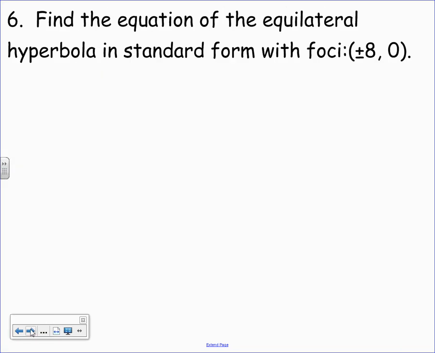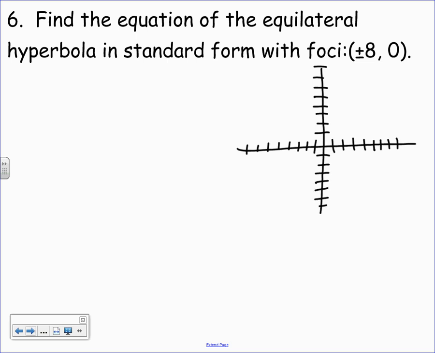Find the equation of the equilateral hyperbola in standard form with foci of plus or minus 8, 0. Draw a picture. Again, I don't know what that equilateral baloney is, but these are 2 points and they're foci. So that tells me stuff. 1, 2, 3, 4, 5, 6, 7, 8. There's a focus. 1, 2, 3, 4, 5, 6, 7, 8. There's a focus. So based on that, my graph has to look like that because I have a focus here and a focus there.